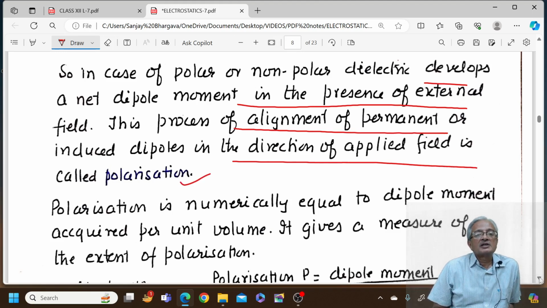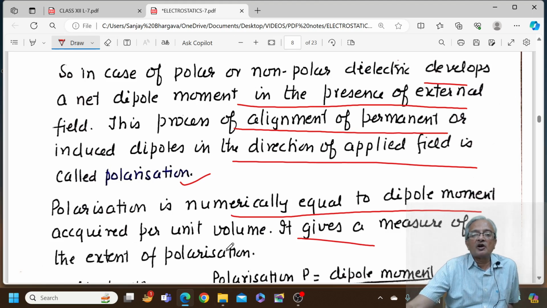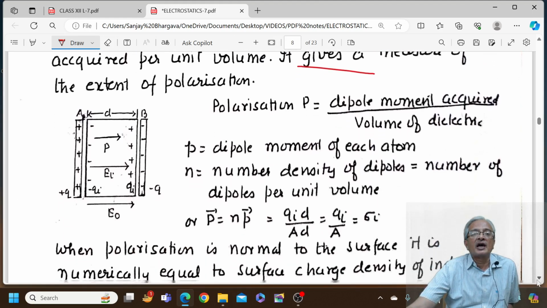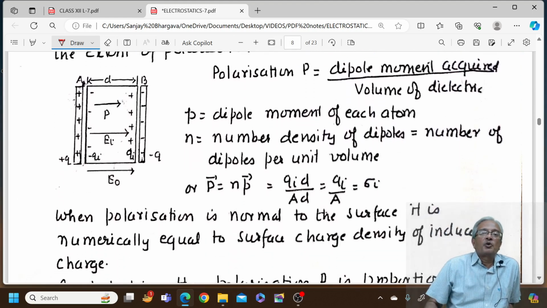Now the question is, how do we measure polarization numerically? Polarization is numerically equal to the dipole moment acquired per unit volume. It provides us a measure of the extent of polarization, that means how much polarization has taken place. So polarization is defined by the dipole moment acquired per unit volume of a dielectric.